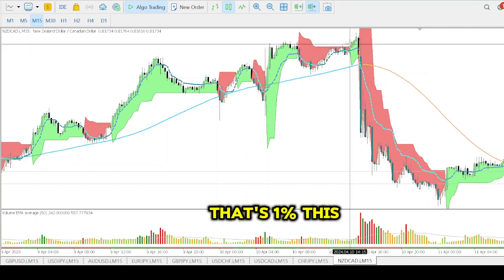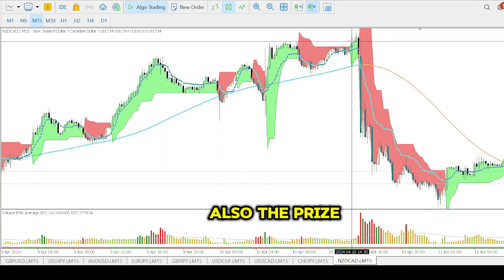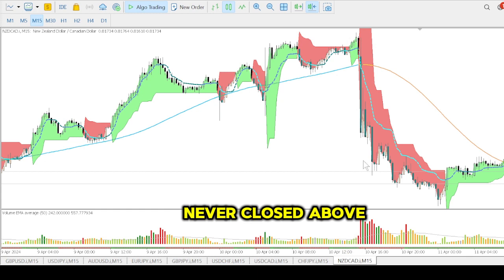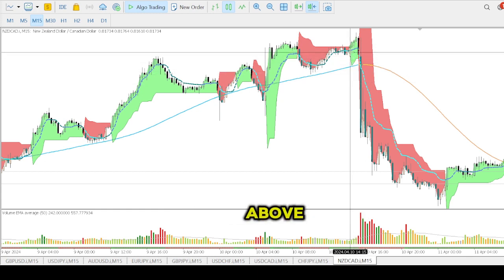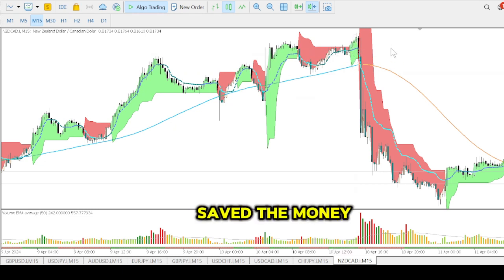That's 1%. This one right here also, the price never closed above the EMA. You can see this green buy trade right here. It never closed above, so we can just take that as a win, or rather we have saved the money that would have been lost here. Now, imagine doing this over a span of a year. How many losses would this have saved you from taking?